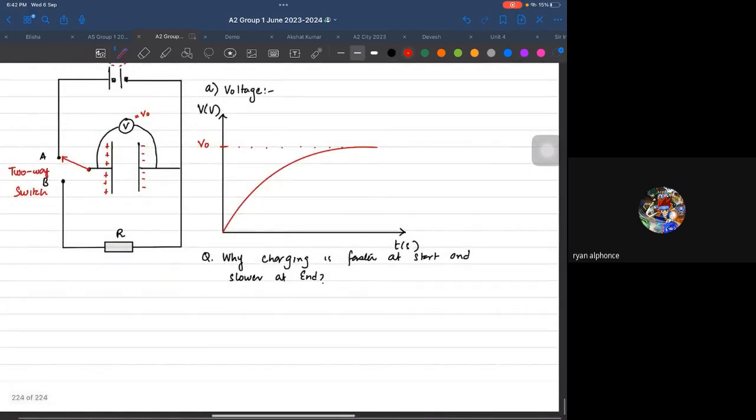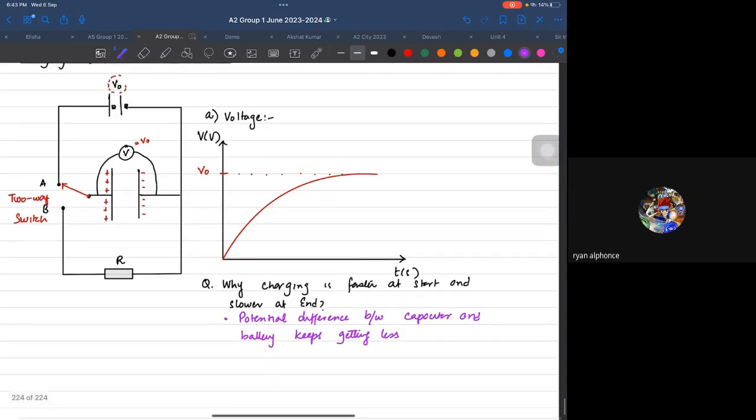So the idea behind this is that first of all, the potential difference between the capacitor and the battery keeps getting less. Like I told you, basically it was no voltage. The potential difference here was zero initially, and then it keeps on building up. And when the voltage becomes the same, the potential difference becomes zero and charging terminates.